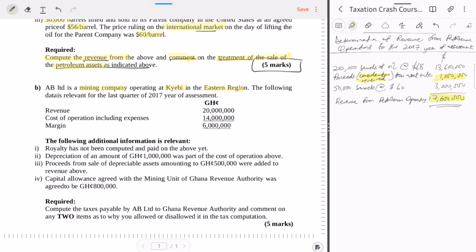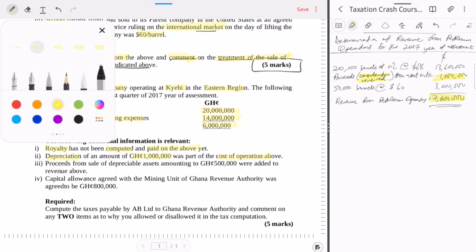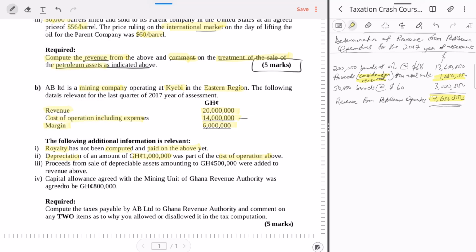So they have revenue of 20 million cedis. Cost of operation including expenses, 14 million. And then there's a margin of 6 million. This margin is clearly the profit they made on the operation. Then they are saying royalty has not been computed and paid on the above yet, so we need to compute that. Depreciation of an amount of 1 million was part of the cost of operation. So this cost of operation includes depreciation. So we need to strip it out.